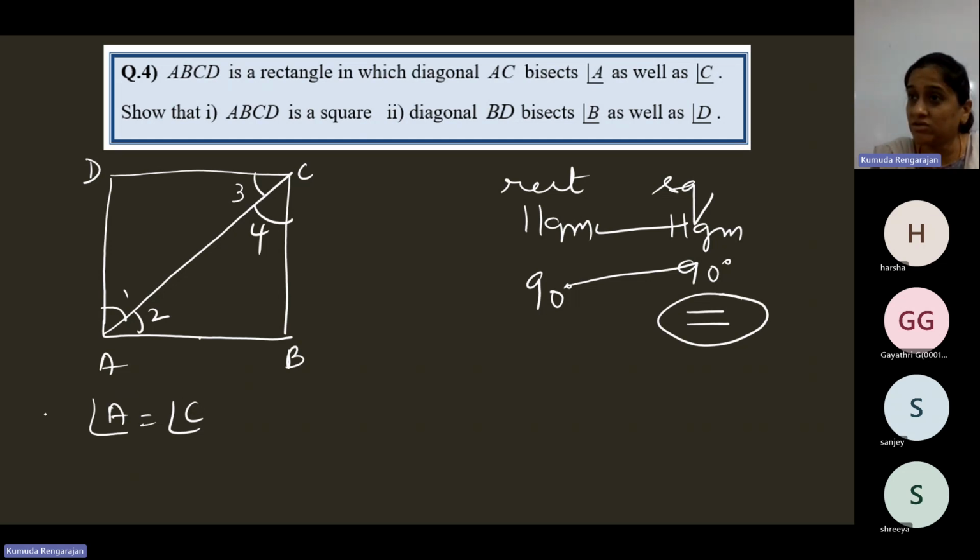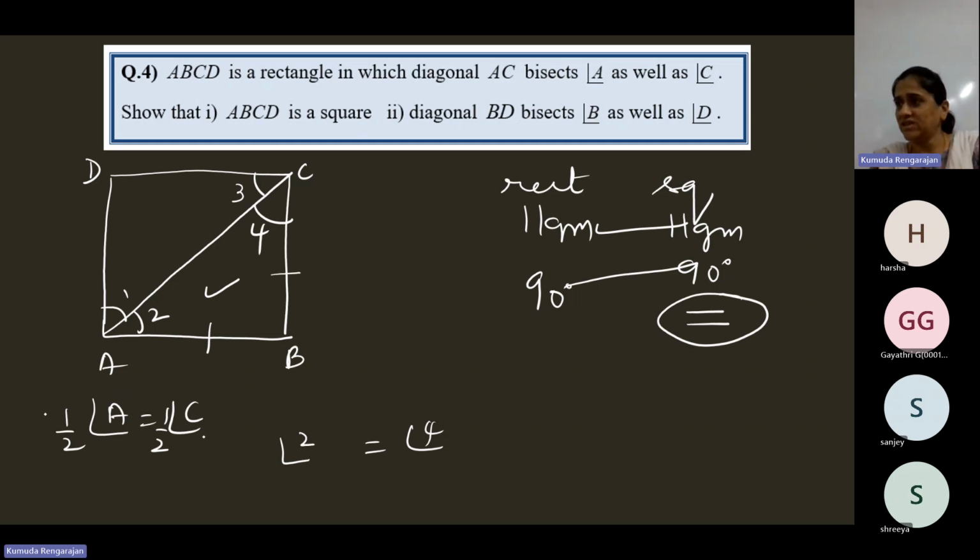Now they are bisected also. So half of angle A is equal to half of angle C. Half of angle A is angle 2, half of angle C is angle 4. Angle 2 is equal to angle 4. So in this triangle, angle 2 is equal to angle 4. That means this side is equal to this side. One pair of adjacent sides equal, so all sides equal. So ABCD is a square.